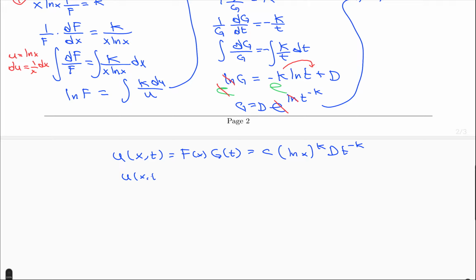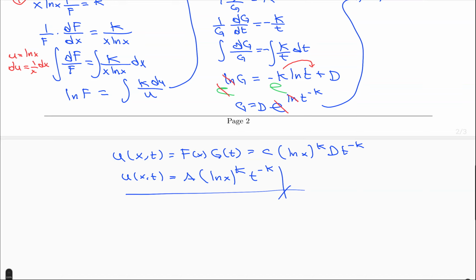u of x,t equals c times d, that's simply a, times ln of x to the k power times t to the negative k. So that's our general solution to the PDE. Of course, we want to find a particular solution with some specific value for k and for some specific value of a.